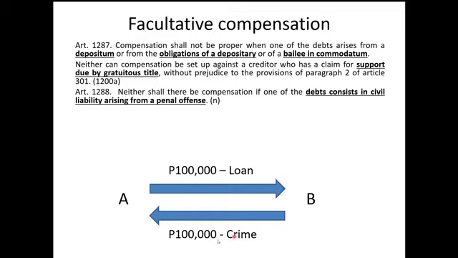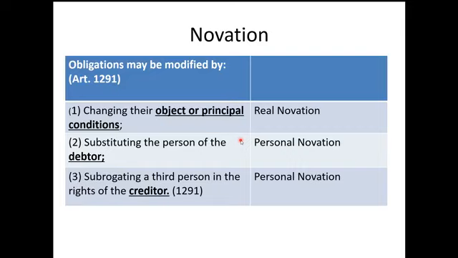Okay, now punta tayo sa last mode of extinguishment. Okay, yung novation. Sabi ng 1291, obligation may be modified by, number 1, changing the object or principal condition, or by substituting the person of debtor or subrogating a third person in the rights of creditor. Pag pinalitan mo yung object or principal condition, ang tawag dyan is real novation. Pag pinalitan mo yung debtor, personal. Pag pinalitan si creditor, personal din.